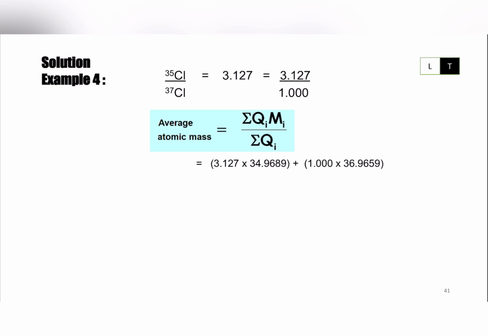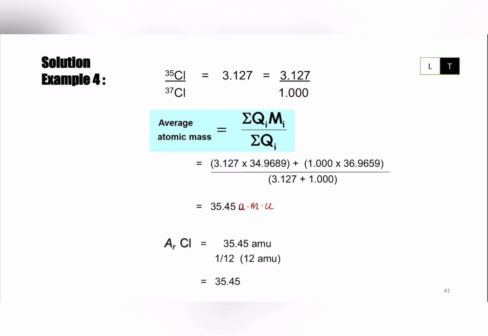And continue with the formula, over the total of Q, which is 3.127 plus 1.00. So I will have 35.45 AMU. A bit different here, typo on my part. So now you have the average atomic mass for chlorine. And I'm going to calculate the relative atomic mass, Ar, for chlorine. Putting in the formula, you will have 35.45 without units.